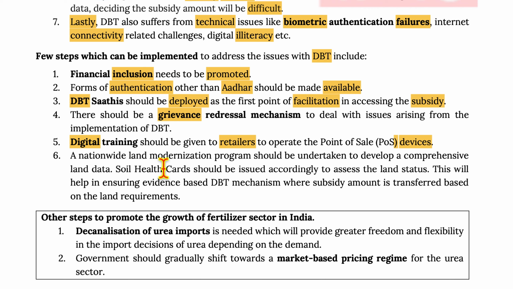A nationwide land modernization program should be undertaken to develop comprehensive land data. Soil health cards should be issued accordingly to assess the land status. This will help in ensuring an evidence-based DBT mechanism where subsidy amount is transferred based on the land requirements.